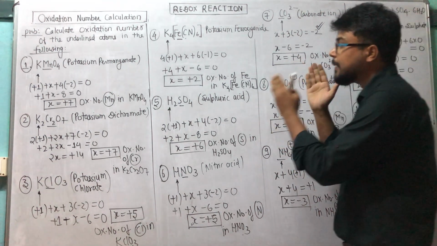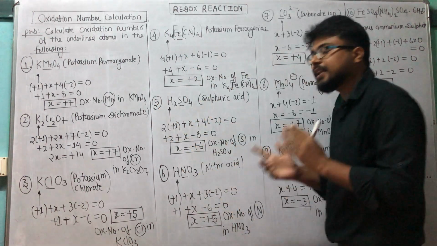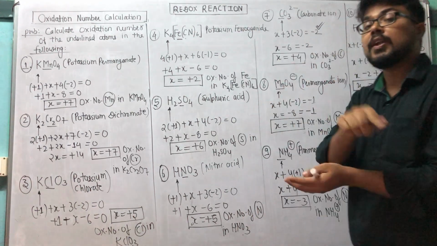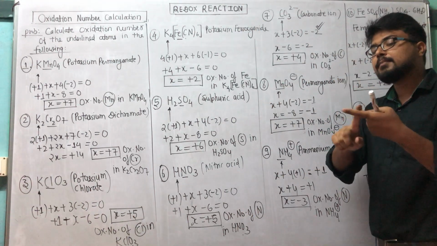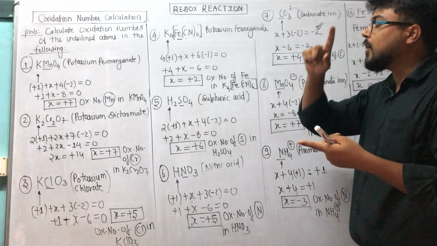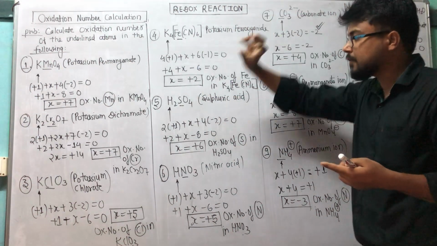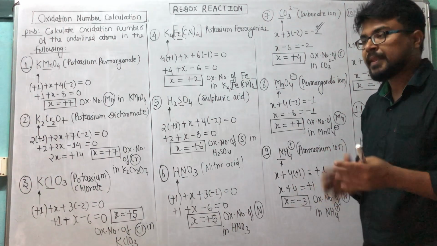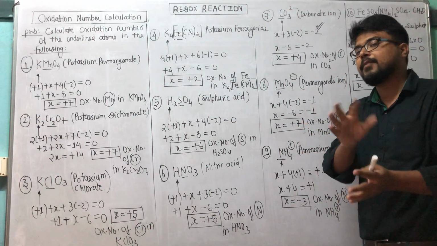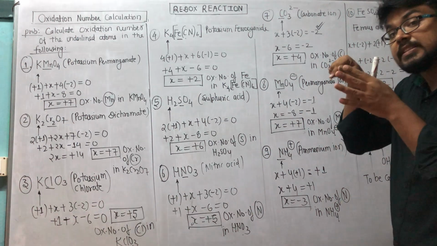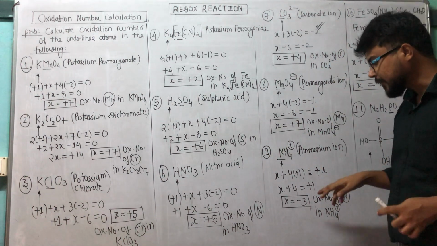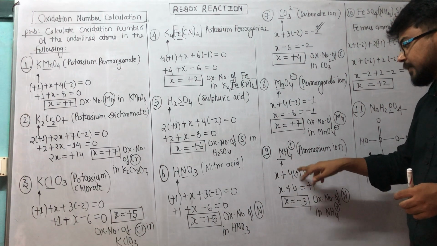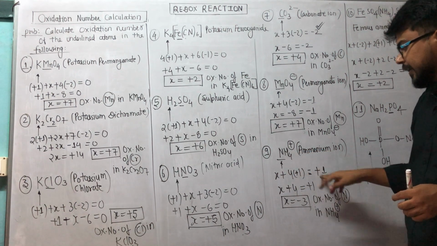Whatever I write in the bracket, in all other cases it is the charge of that particular species in the compound, not individually. Remember, oxidation number of Mn, oxidation number of K, oxidation number of sulfur, oxidation number of hydrogen is in their compound, not individually. Because individually it is an atom, and for atom I have to mention 0. Correct? So here X for nitrogen, 4 for hydrogen, plus 1 charge of hydrogen equal to plus 1.